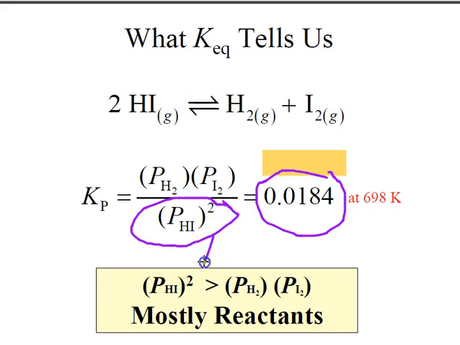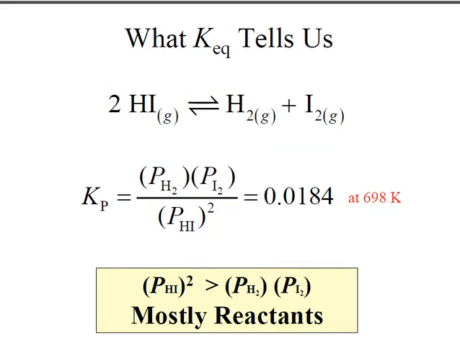So to say that in a different way, that means the P, or the pressure, of the hydrogen iodide squared is greater than the pressure of these two multiplied together. So what is the hydrogen iodide? It is the reactant. So this K value is telling us that when we get to equilibrium, we are actually still going to have more reactants than we have products, mostly reactants. So depending on whether the K value is greater than 1 or less than 1, it's going to tell us when we reach that equilibrium point, do we have more reactants at that point or more products?